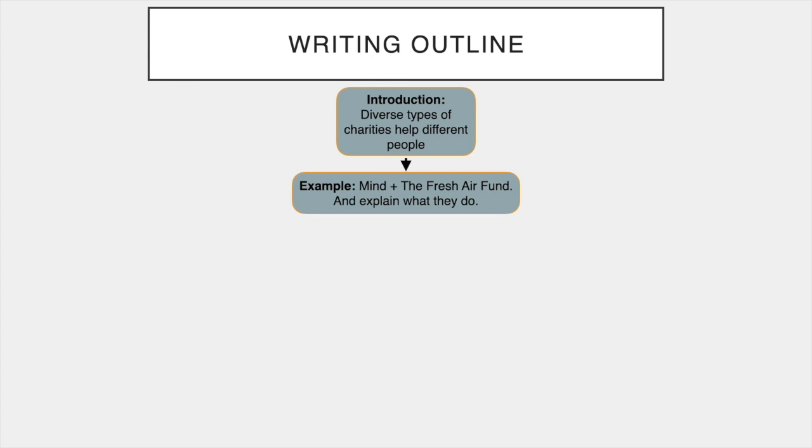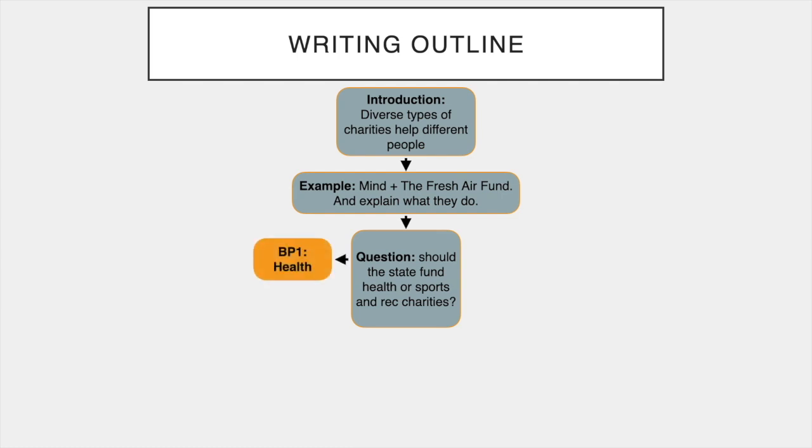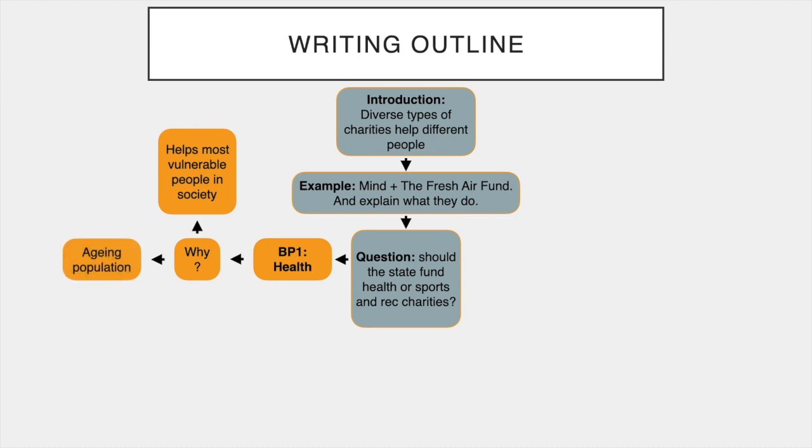Hence, the writing is getting closer to focusing on the central question, which is, should the state fund health or sports and recreation charities? Following this, I begin with body paragraph 1, where I argue that health charities should receive government money, and expand out why. In this case, I argue that it helps vulnerable people in society. We also need aid organizations more than ever, as we have an aging population.